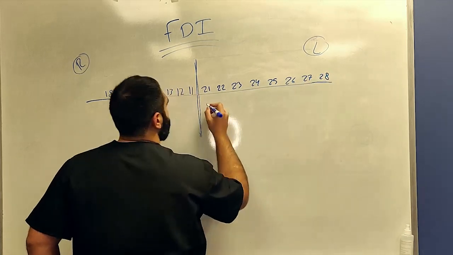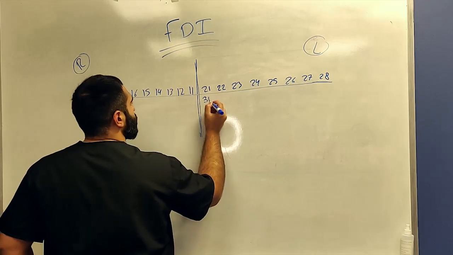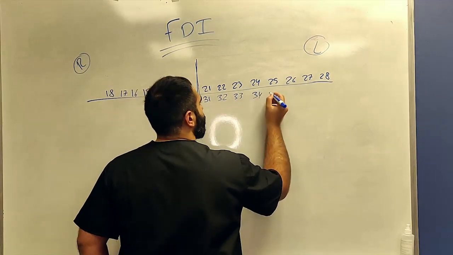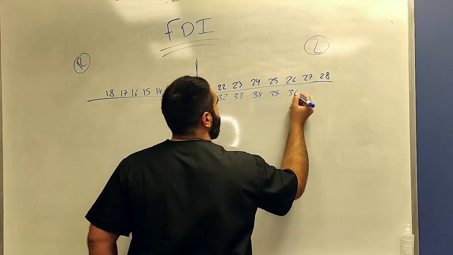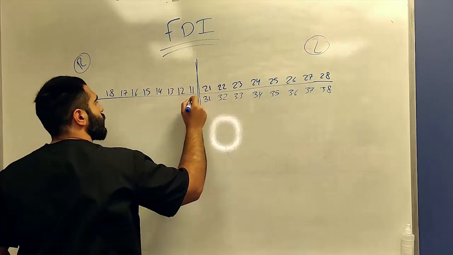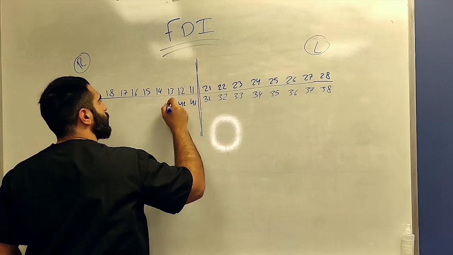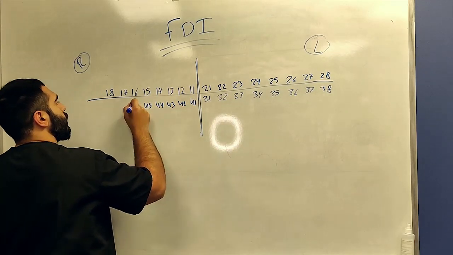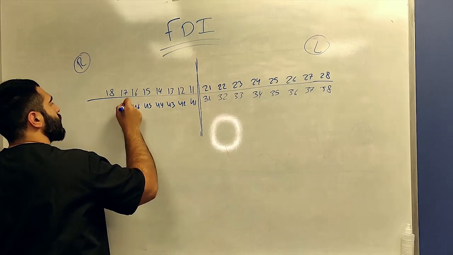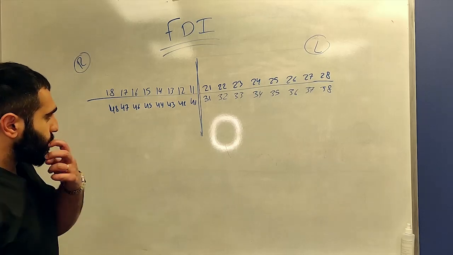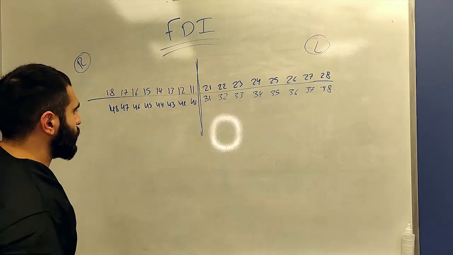our third molar. And then in the third quadrant we have 3, 1, 3, 2, 3, 3, 3, 4, 3, 5, 3, 6, 3, 7, and 3, 8. In the fourth quadrant we have 4, 1, 4, 2, 4, 3, 4, 4, 4, 5, 4, 6, 4, 7, and 4, 8. This is for the permanent dentition.